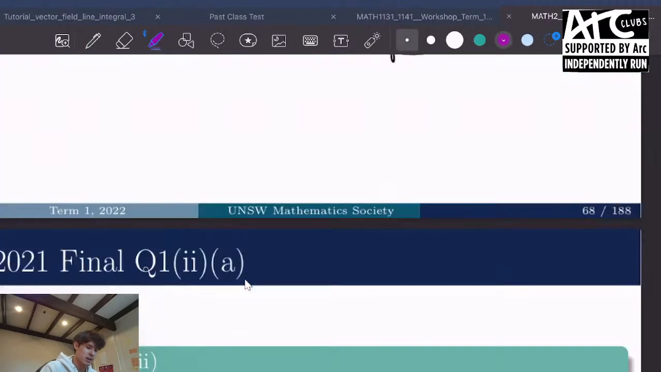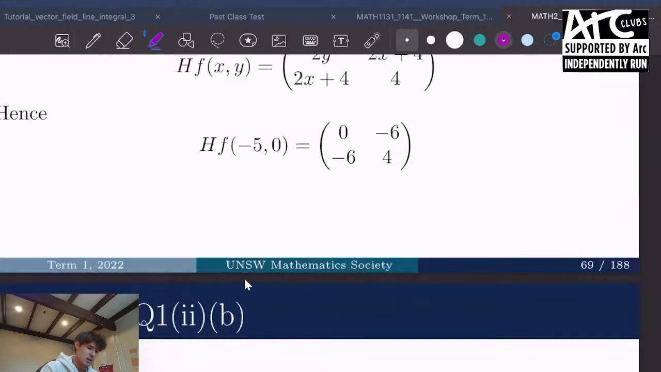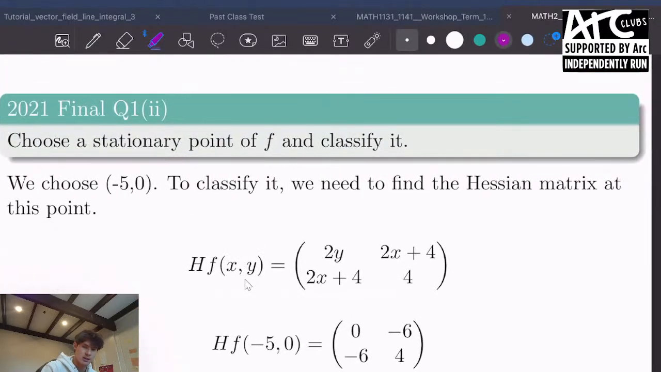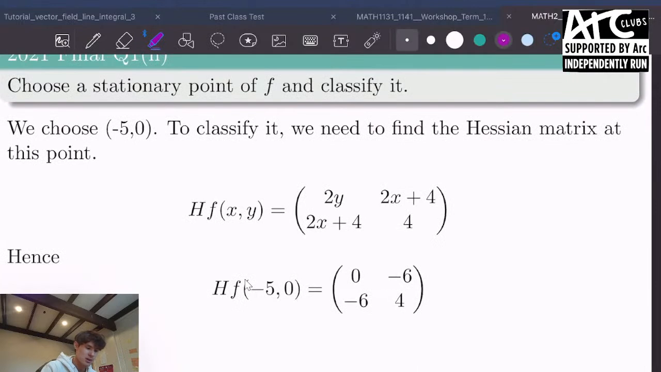Now, we need to calculate the Hessian matrix at this point. So the Hessian matrix should just be this. And at that point, we just substitute those in. So now we're looking at this as our Hessian matrix. Now we need to find, is this positive definite, positive semi-definite, that sort of thing.